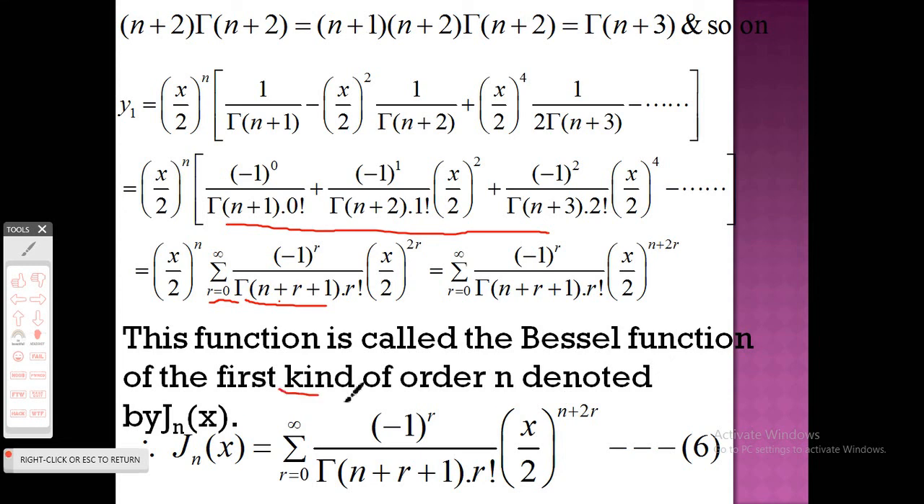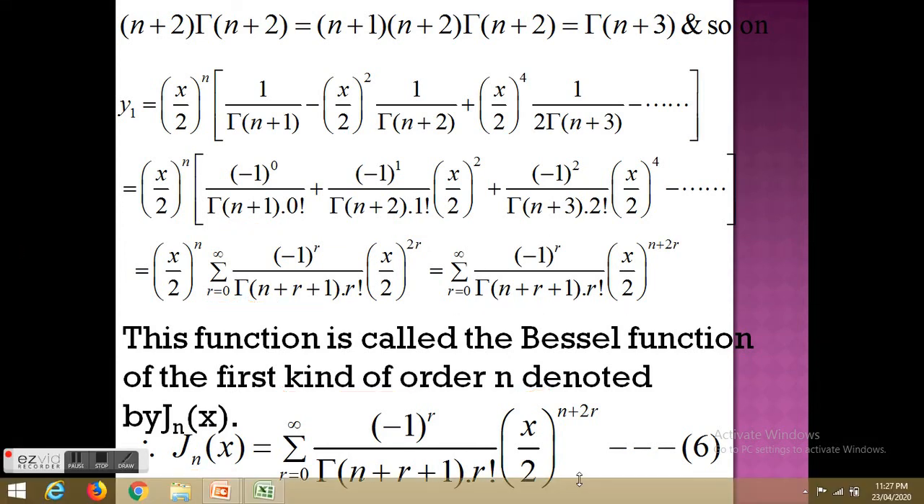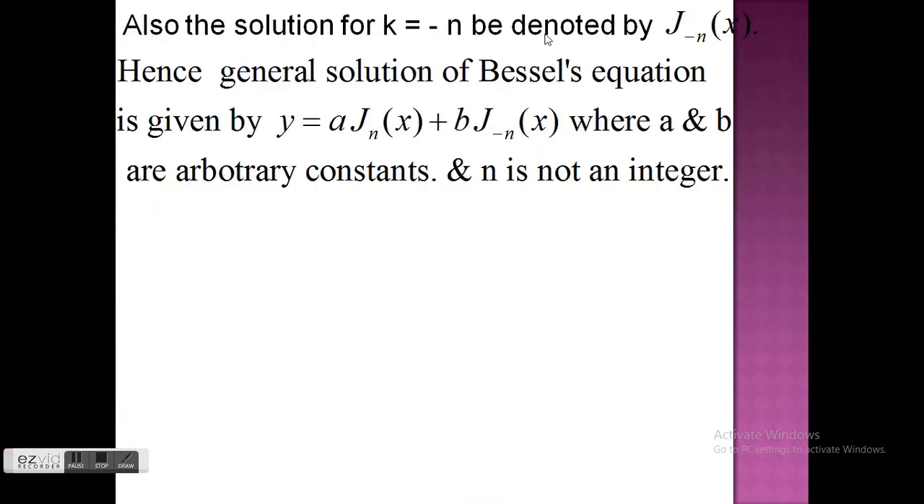This function is called Bessel function of first kind of order n, which is denoted by Jn(x). Therefore, Jn(x) is equal to summation r equals 0 to infinity of (-1)^r divided by Γ(n+r+1) r factorial into (x/2)^(n+2r). Now similarly, we can find the solution for k equals minus n, which is denoted by J minus n of x. Replacing in the above expression, replace n by minus n to obtain J-n(x).